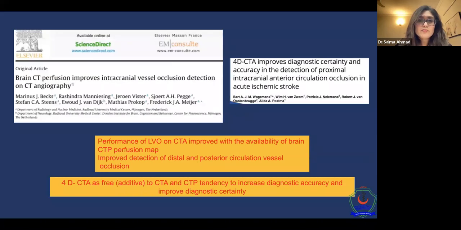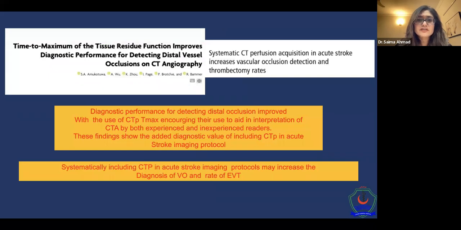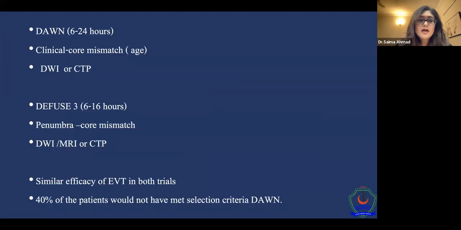So these are a few publications about CTA and CTP. Now, DAWN and DEFUSE 3 are two trials that used advanced imaging as a selection criterion. They used the clinical-core mismatch and the penumbra-core mismatch, and they also extended the time window up to 24 hours, and 6 to 16 hours in DEFUSE 3. Both of them have shown that there is a good outcome for the patient if selected on the basis of this advanced imaging.